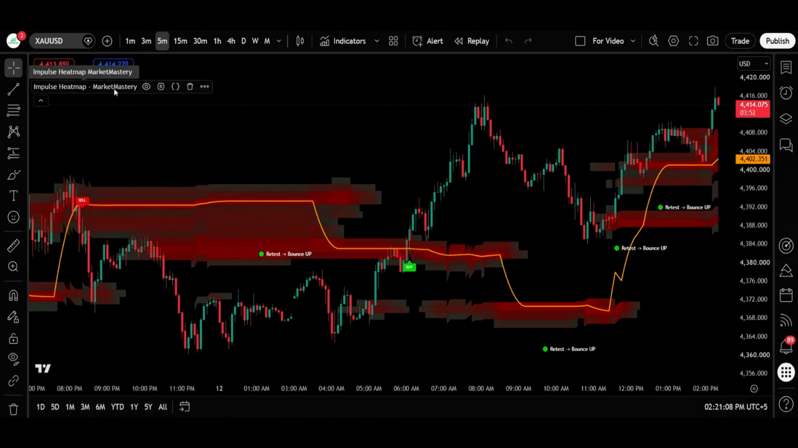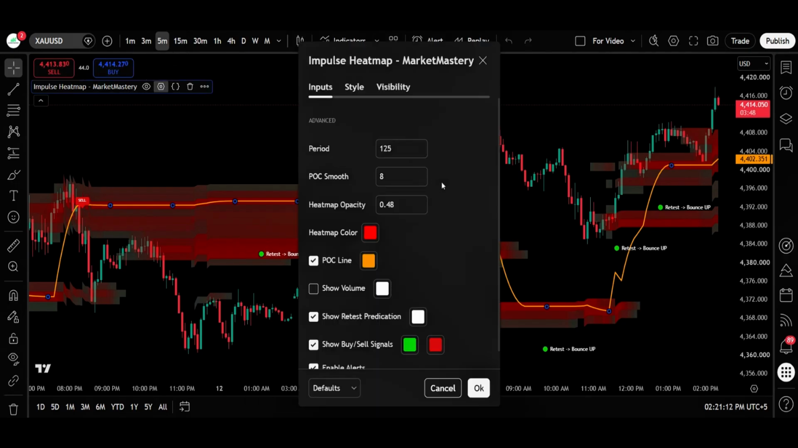Next, we will go to the settings icon. The default settings should remain as they are. The default settings work for all asset types, including Forex, crypto, and stocks. Whatever you trade, the default settings will work. We have backtested this multiple times, so do not change or alter these settings. Keep them set to default.